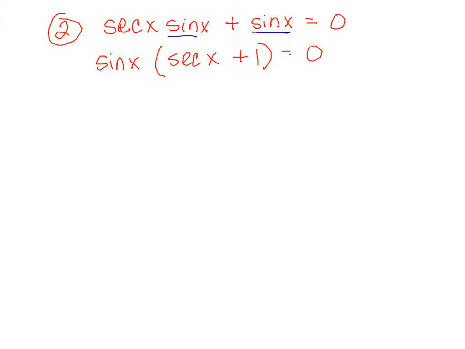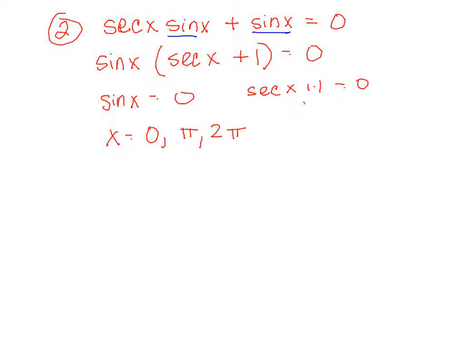So we're looking at the two factors. We set sine of x equal to 0. We set secant plus 1 equal to 0. So where is sine 0? Sine is 0 at 0, at pi, and at 2 pi.